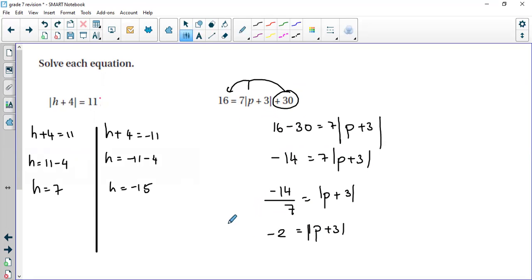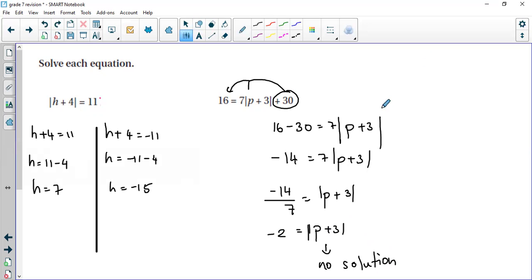Now what did we study previously? If any absolute value equation equals a negative number, there will be no solution for such absolute value equations.